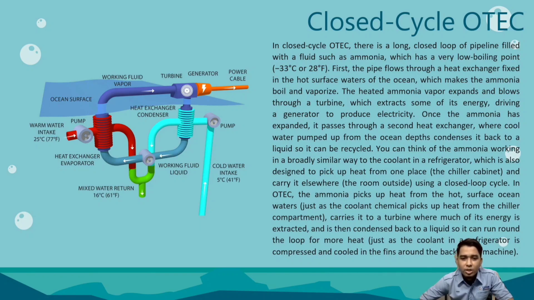Once the ammonia has expanded, it passes through a second heat exchanger where cool water pumped up from the ocean depth condenses it back to a liquid so it can be recycled. In OTEC, the ammonia picks up heat from the hot surface ocean water, carries it to the turbine where much of its energy is extracted, and is then condensed back to a liquid so it can run around the loop for more heat.